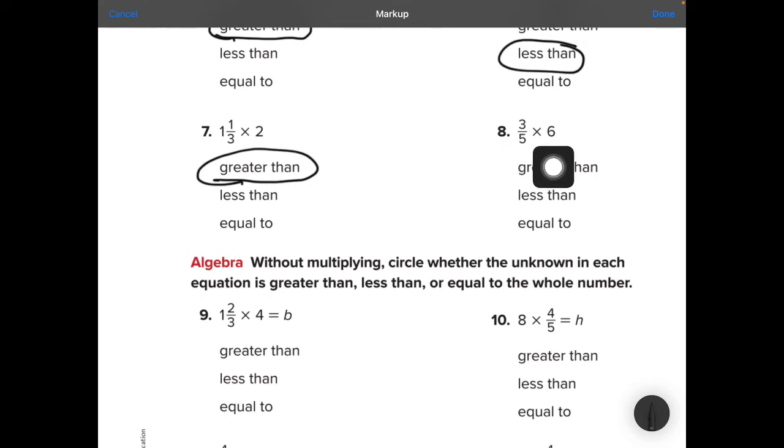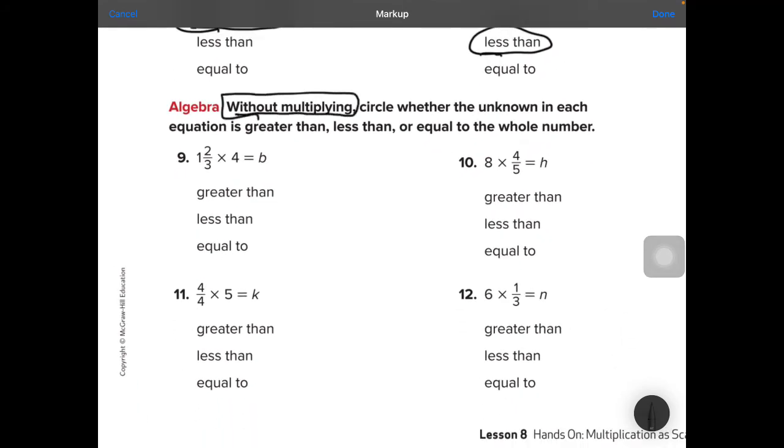Number 8, 3/5 times 6. That is not a whole number. That is less than 1. So when we times that by 6, is the answer going to be greater than 6, less than 6, or equal to 6? You're right. It's going to be less than.